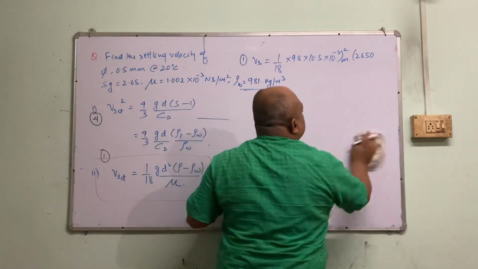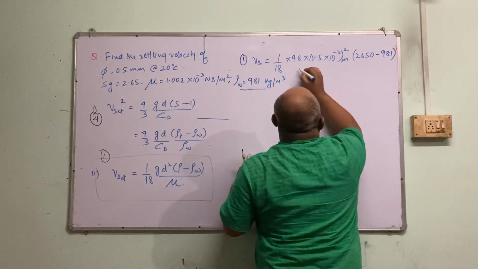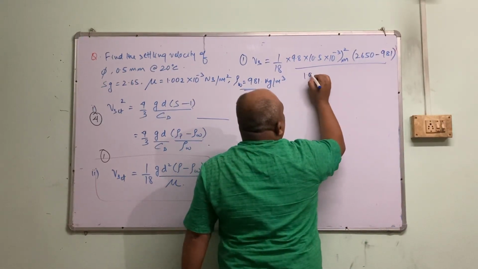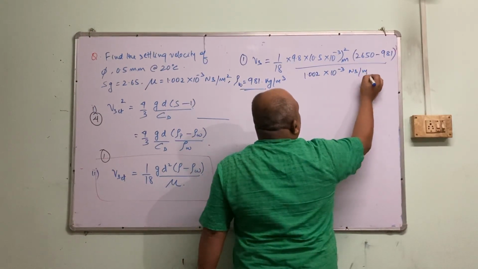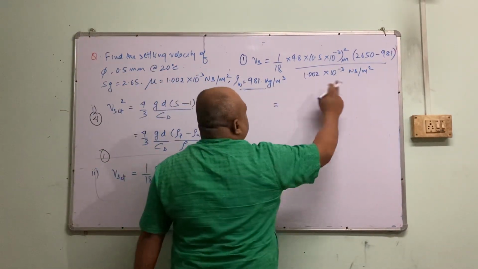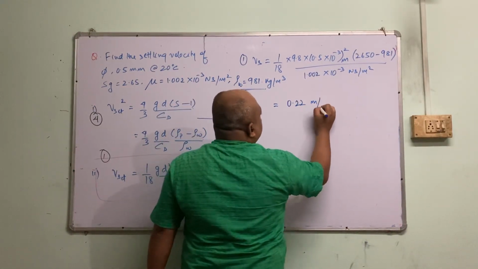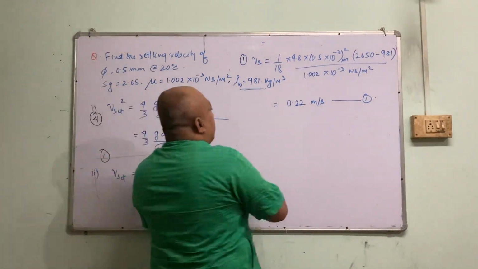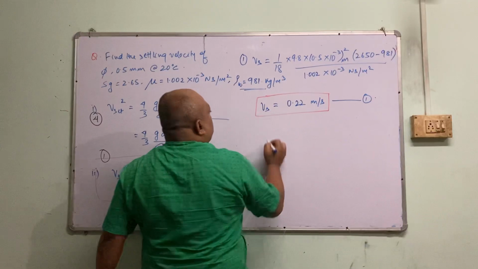Now what we do is, 2650 minus 981, divided by the dynamic viscosity, that is 1.002 into 10 to the power minus 3 Newton second per meter square. By using the calculator, you solve this equation, and what we got is 0.22 meter per second. This is step number one. Is it clear? We got the settling velocity as 0.22 meter per second.